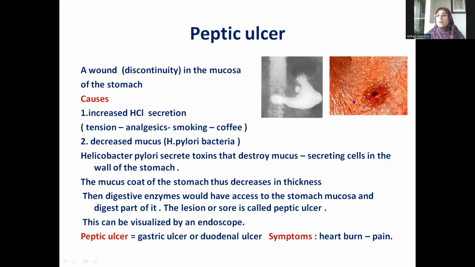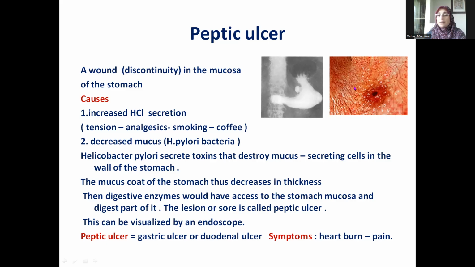Which people are more likely to get peptic ulcer? People who have increased HCl secretion, people who are under stress all the time, people who are heavy smokers, people who consume large amounts of alcohol, people who take analgesics on an empty stomach, people who take cortisone or steroids in general because they increase HCl, people who are nervous, or people who are congenitally having a diminished mucus secretion.